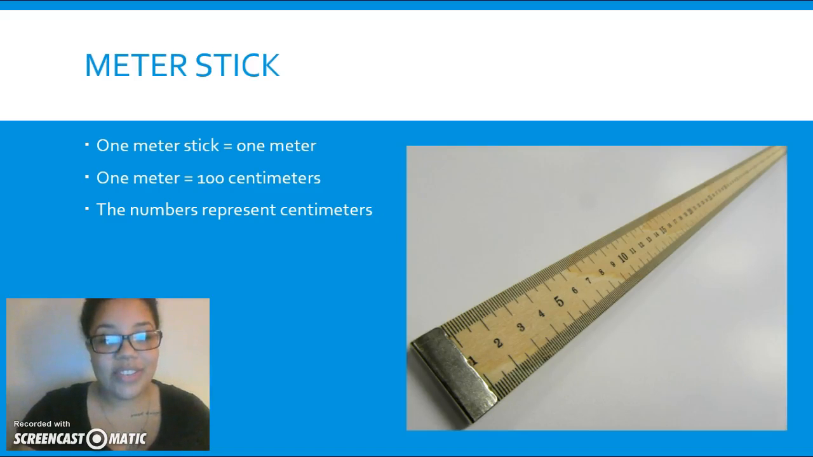Third is the meter stick. The meter stick is different than the ruler and yardstick. Does anyone know why? Try and take a moment to think about it. Okay, the reason a meter stick is different than a ruler and yardstick is because it measures things in centimeters and not inches. In 1 meter stick, there are 100 centimeters. The numbers that you see on the meter stick represent the centimeters.